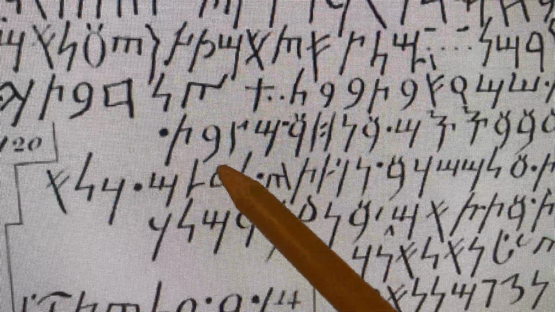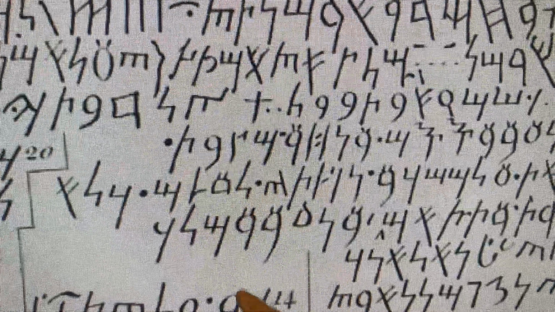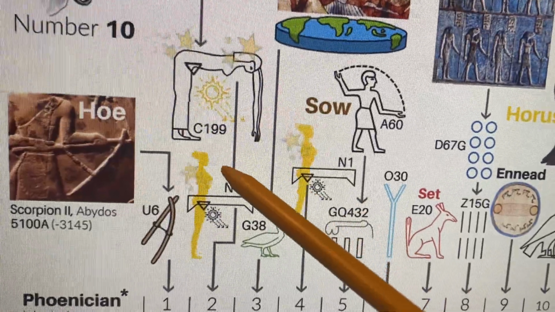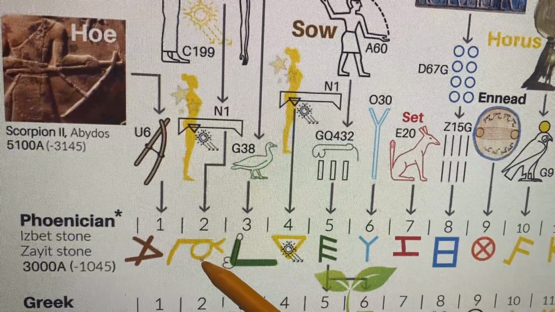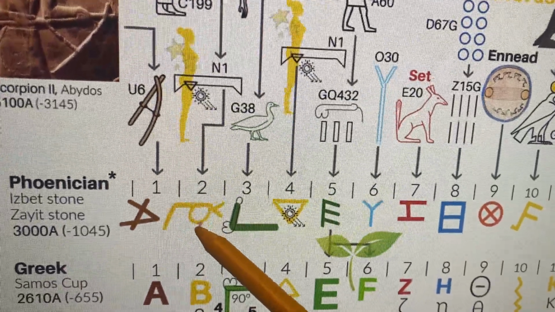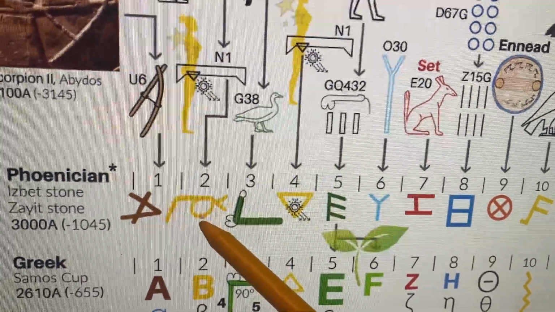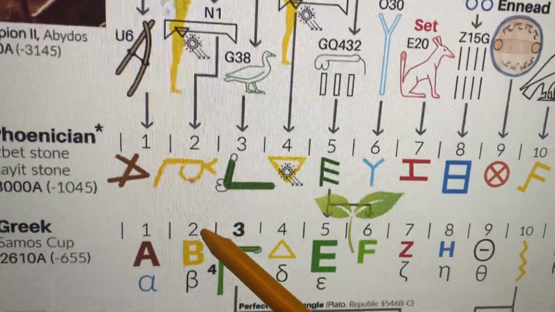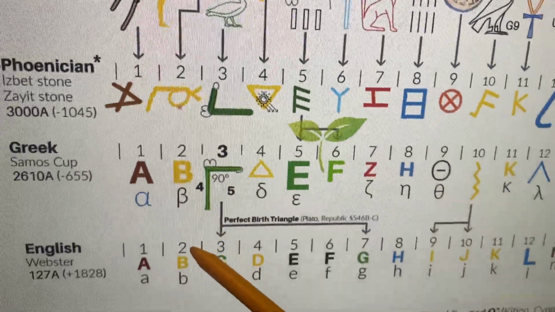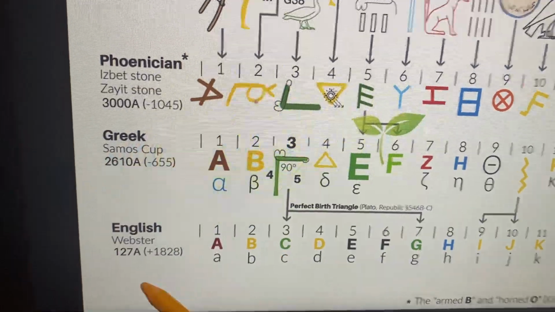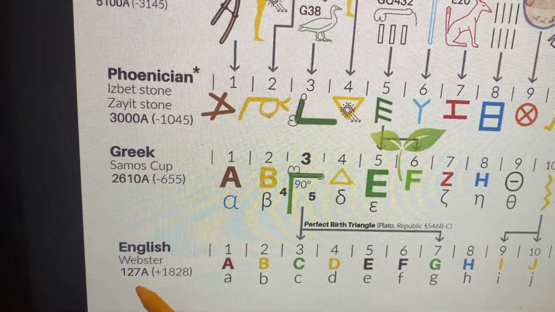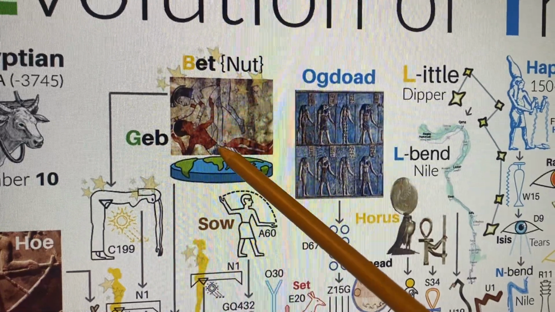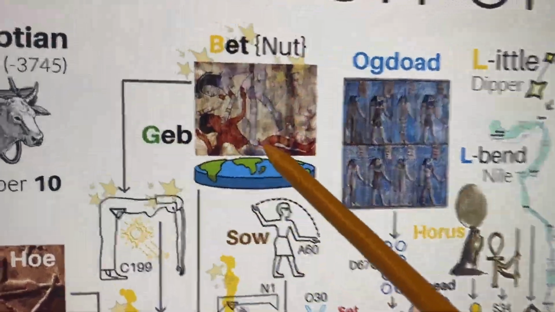There's the omega with the horns. Now we're up to, this became the Phoenician B. The Norah stone Bs have nipples carved in stone, if you look that up, and this became the Greek B. And then the English B is by Noah Webster from 127a. So now Jeb, his cardophonetic name is the earth god.